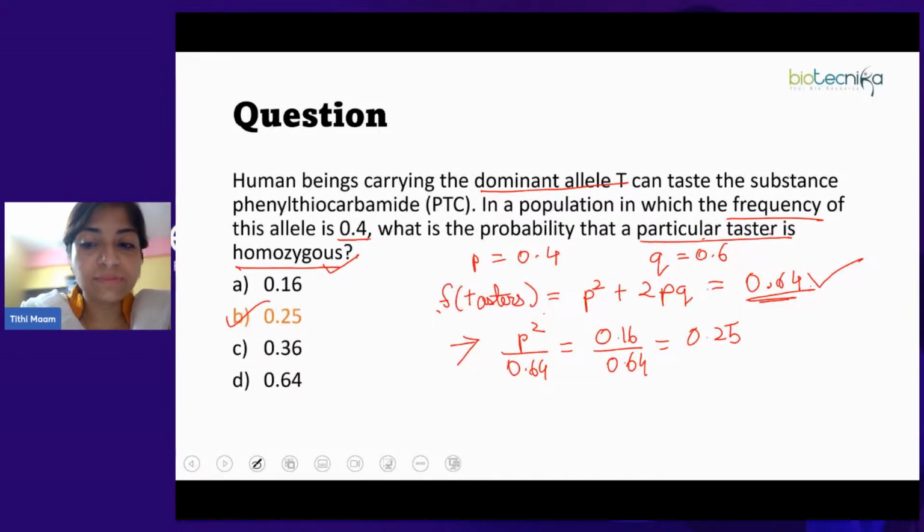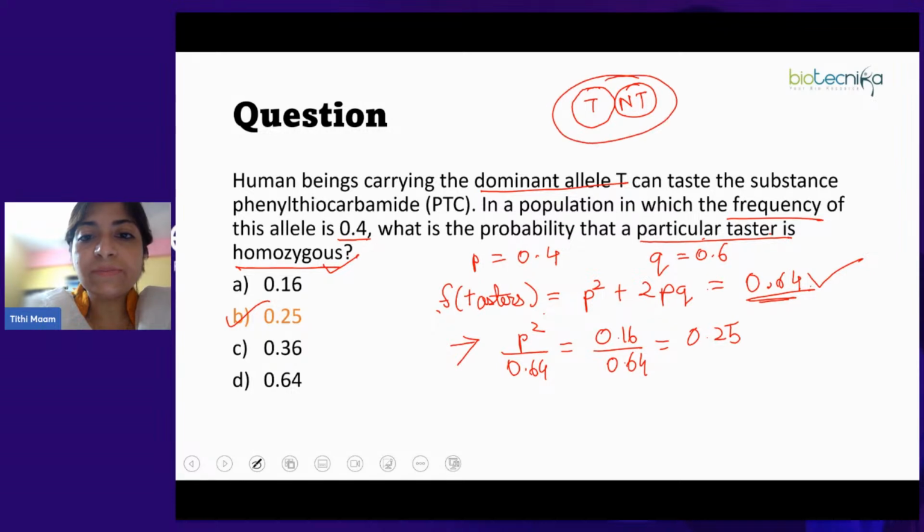Out of all the tasters, see, for example, in a population, some are tasters, some are non-tasters. So this is your whole population. In that whole population, you have two groups. Some are tasters, some are non-tasters. Now in these tasters also you have two groups. Some are homozygous dominant, that is p square, and some are heterozygous. So you don't have to calculate heterozygous. You have to calculate what is the chance that a particular taster is homozygous. Do you understand? That is why we have to go to this step.